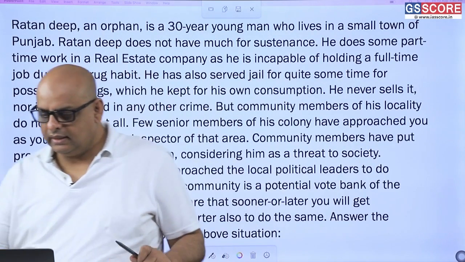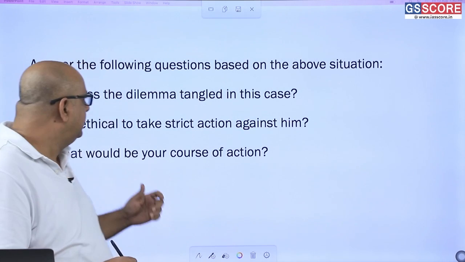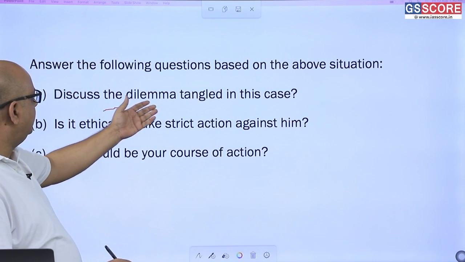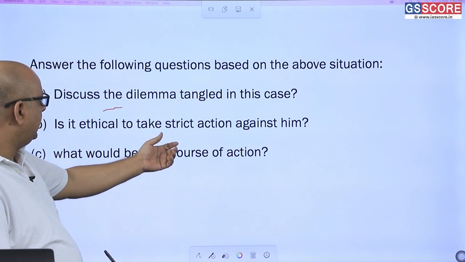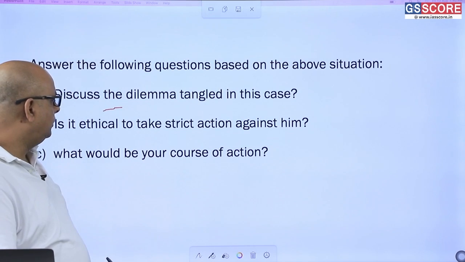And there are certain questions which go like this. It says, discuss the dilemma tangled in the case. Is it ethical to take a strict action? What would be your course of action?